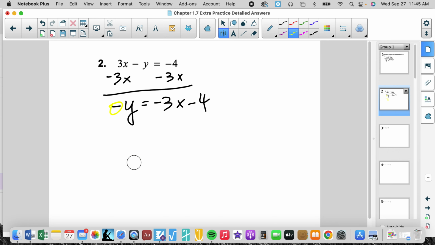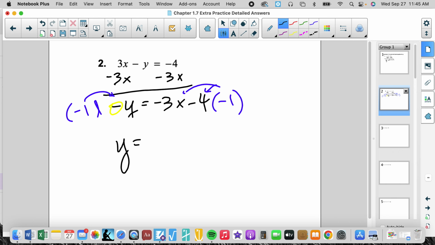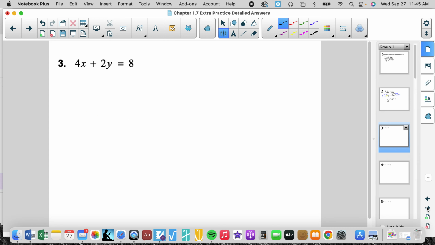So the inverse of multiplying by negative 1 would be dividing by negative 1. If we divide by negative 1, we would have to divide everything on both sides by negative 1. But the better one, at least the ones that I like to do, is we're going to multiply by negative 1. That is also the inverse of dividing by. So we would multiply everything by negative 1. And that gives us y equals positive 3x plus 4 would be y isolated.